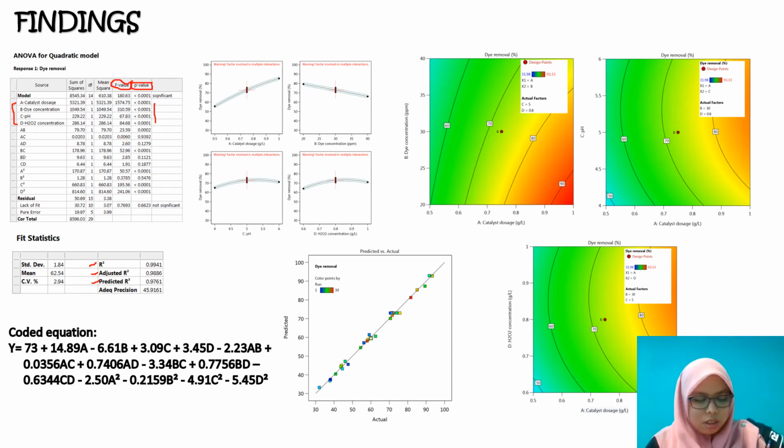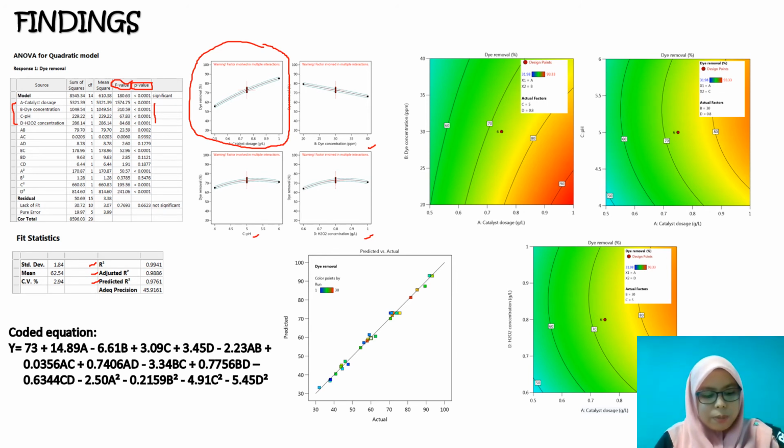Among all the parameters, we can see in this graph that the catalyst dosage is the most significant variable due to the highest F value, followed by the dye concentration, the H2O2 concentration, and the pH of the solution.